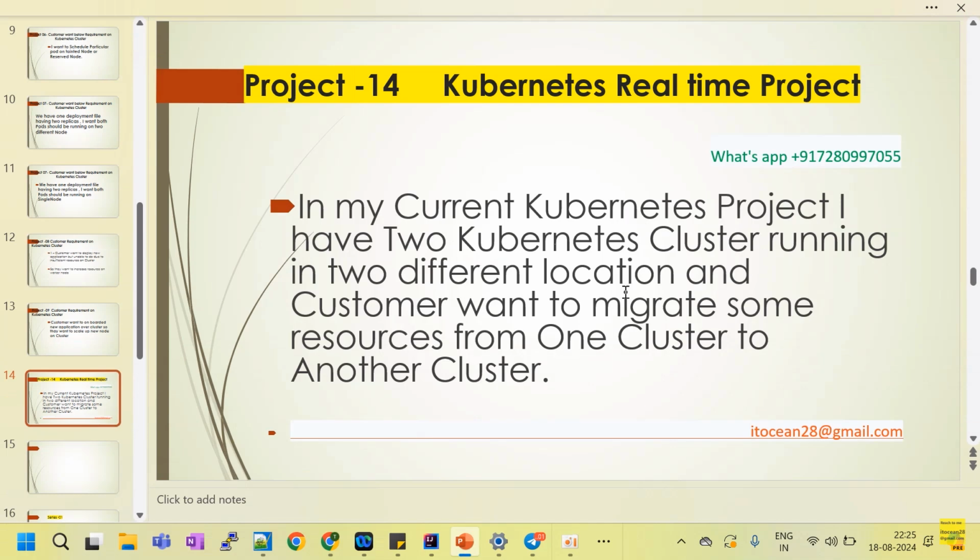Two Kubernetes clusters running in two different locations. One cluster is running in the east region and the other cluster is running in the west region. The customer wants to migrate some resources, like a pod which is running in cluster 1, to cluster 2. So how do we achieve this? How do we fulfill this requirement?